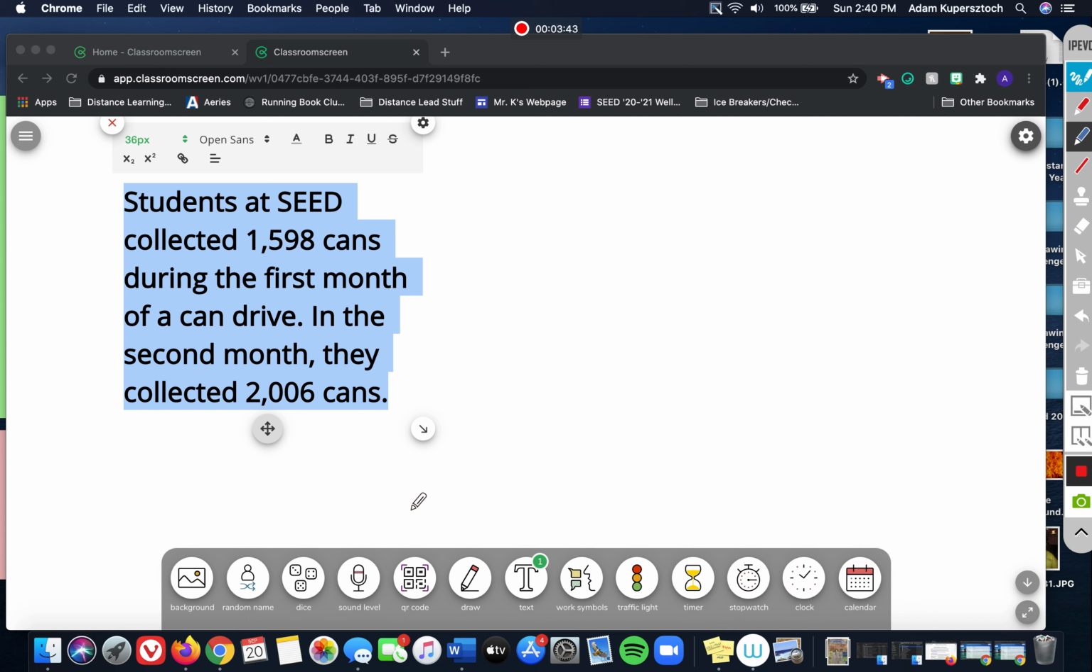So let's take a look at these numbers. The first one is 1,598. Is that close to 2,000? Not really. Is it close to 1,000? Not really either. So what round number is it kind of close to? Yeah, it's right around 1,600. It's 2 away from there. That's pretty close. What about this number right here? 2,006. Is that kind of close to 1,000? No, but it's definitely close to 2,000, right? It's 6 more than that. So it's close to 2,000.